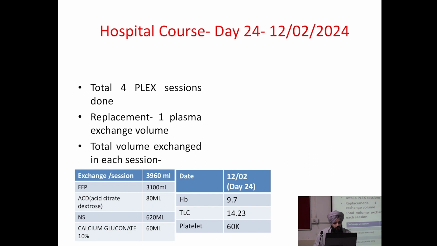On day 24, post-plex, we can see the patient's current status and yesterday's status. Hb is 9.7, TLC is 14,000, and platelets are 60,000. This is because in between the post-plex, we started the patient on steroids, keeping a possibility of immune dysfunction, which couldn't be ruled out as gemcitabine-induced antibody levels could not be done.